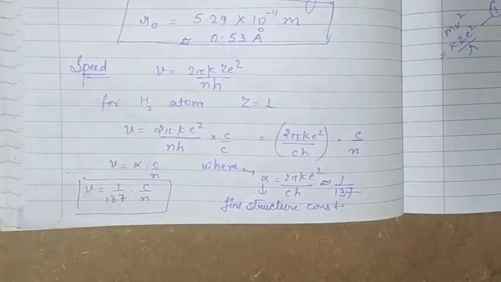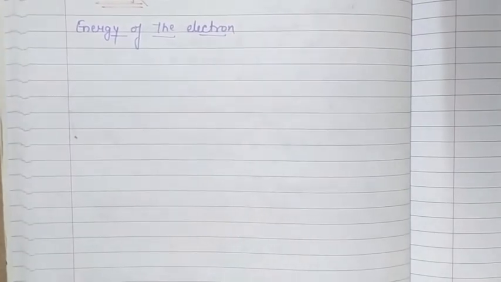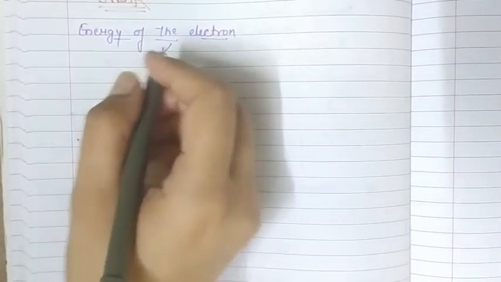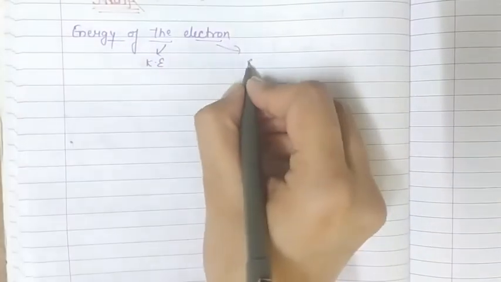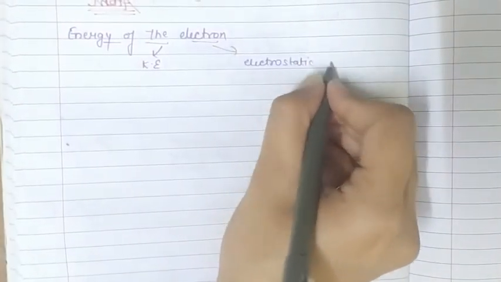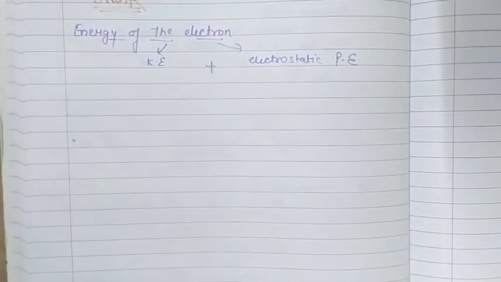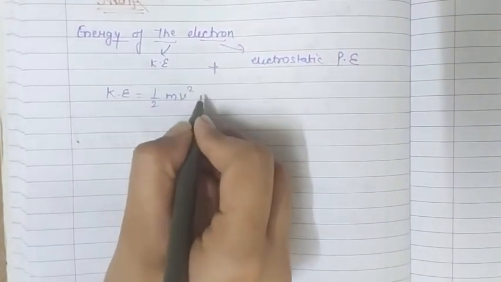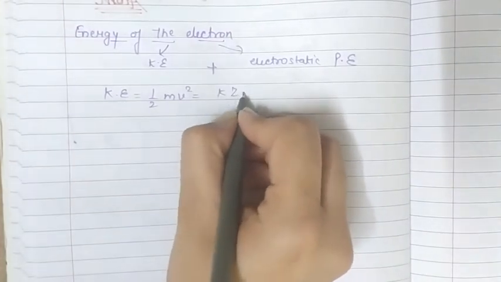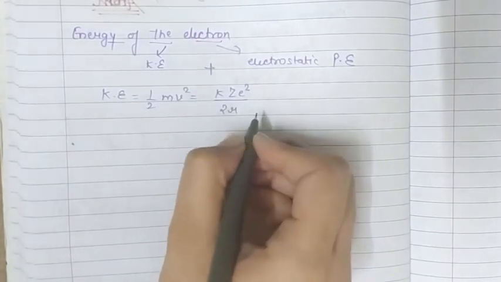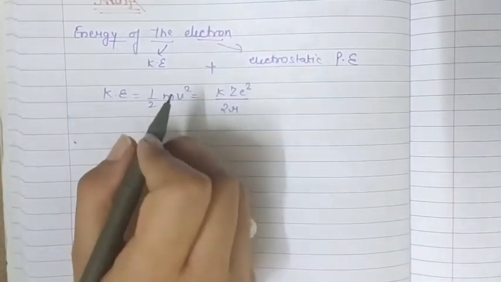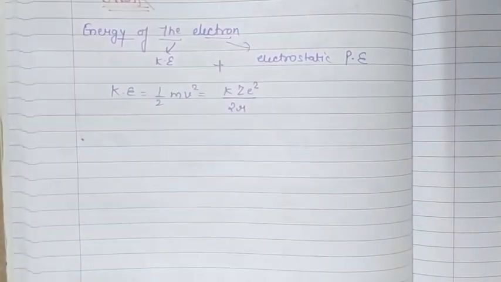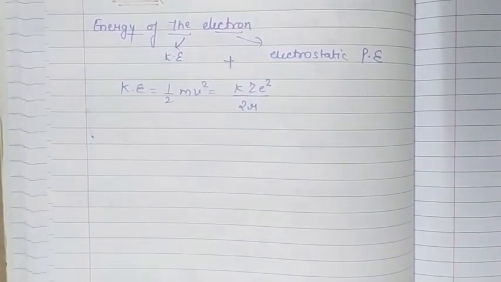Now let's move to the energy of the electron. So energy of the electron includes two kinds of energy. Since it is moving, it has kinetic energy, and also it is a charge, that's why it has electrostatic potential energy. So we have to add these two energies to get the total energy of the electron. So kinetic energy of electron is half m v square, which is equal to kz e square upon 2r. By using equation number 1, we can put the value of v square here, or we can substitute the value of v only, then also we can calculate this.